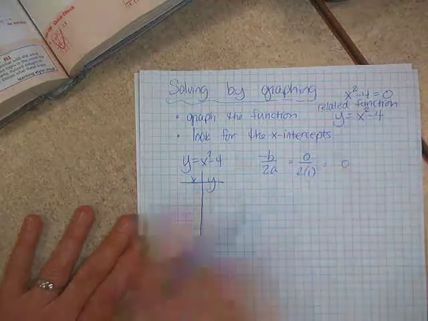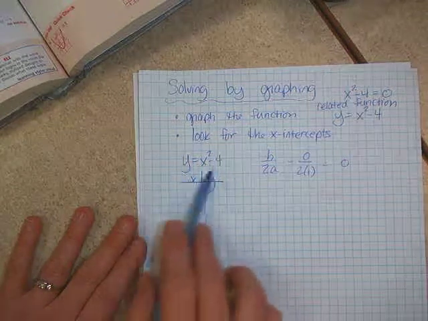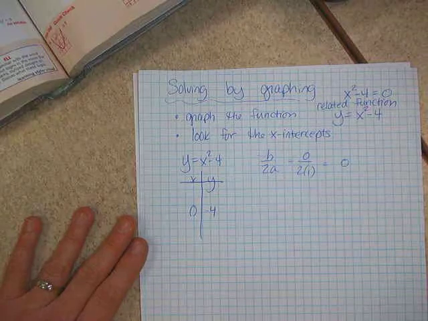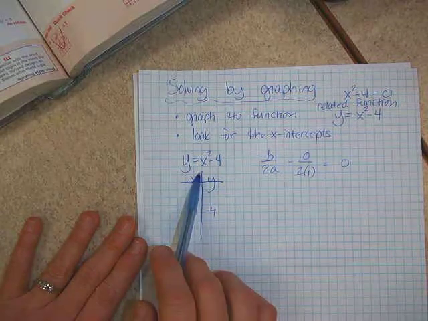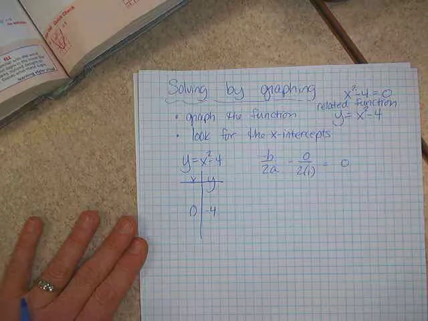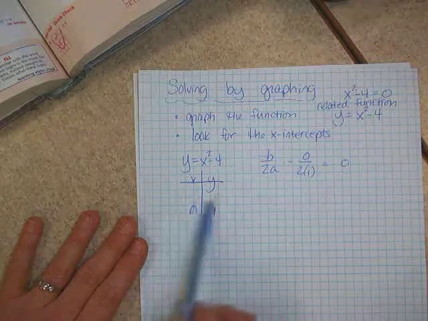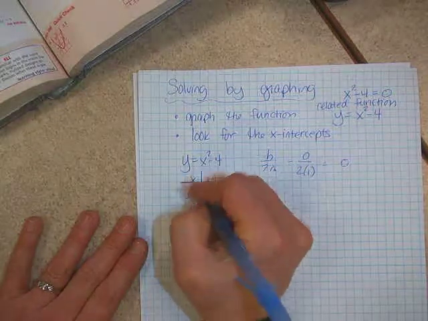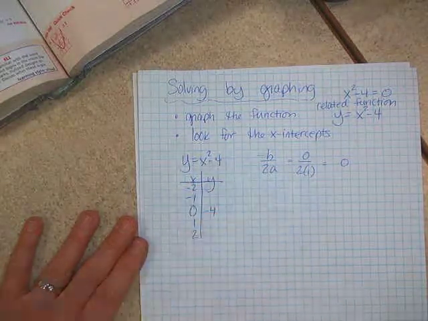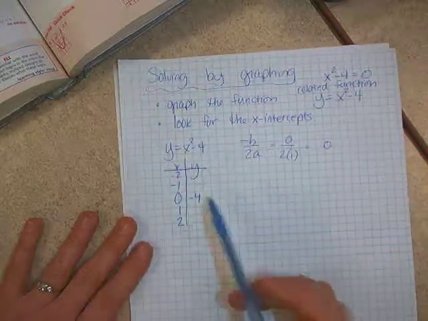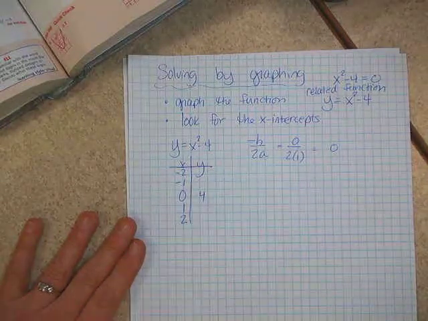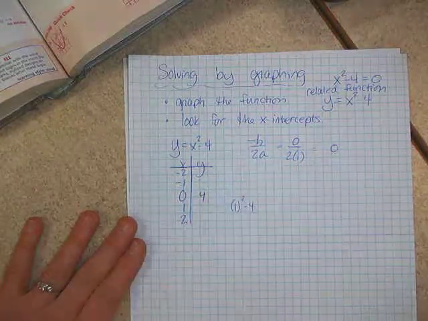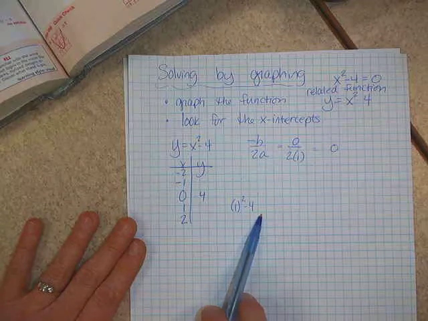There's no b here. So if I did negative b over 2a, b would be 0, and then it doesn't matter what a is because my axis of symmetry is at 0. So 0, -4 is my vertex, and I need a couple other points. This is going to open up, right? So my vertex is below the x-axis, and it's going to open up. I should have solutions. So let's do -1, -2, 1, and 2.